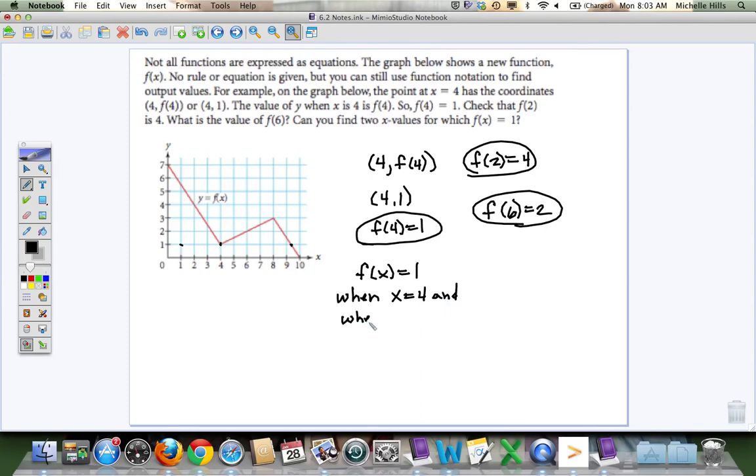and when x equals about 9 1/3. So I could write that as f of 4 equals 1 and f of 9 1/3 equals 1. Those x values give me y values of 1.